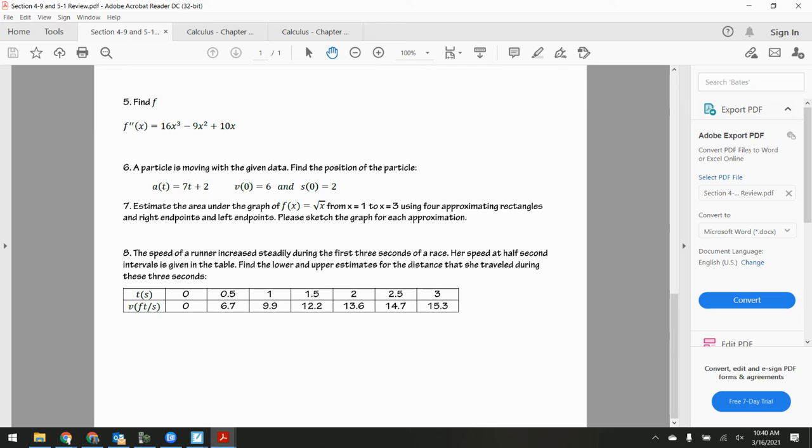All right. The speed of a runner increased steadily during the first 3 seconds of a race. The speed at half-second intervals is the given data in the table. Find the lower and upper estimates for the distance she traveled during these 3 seconds.